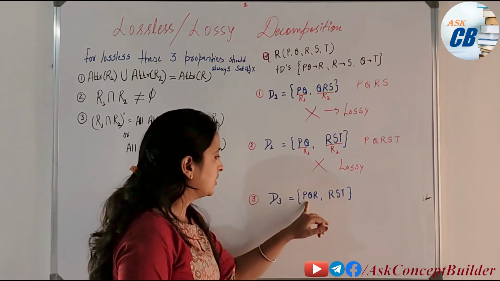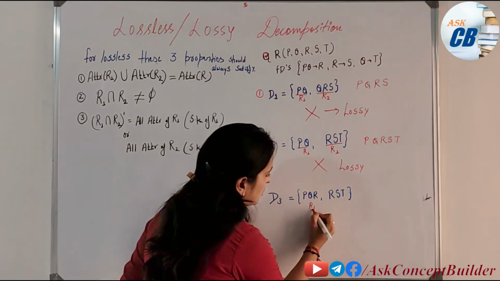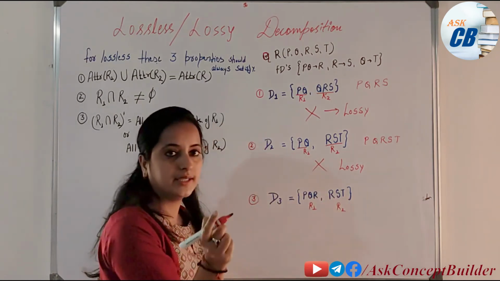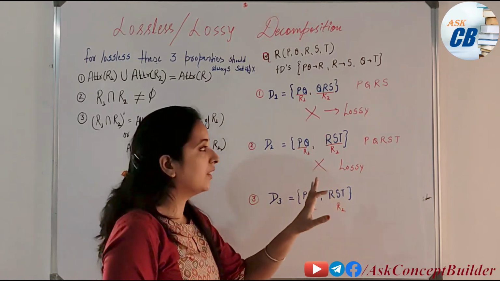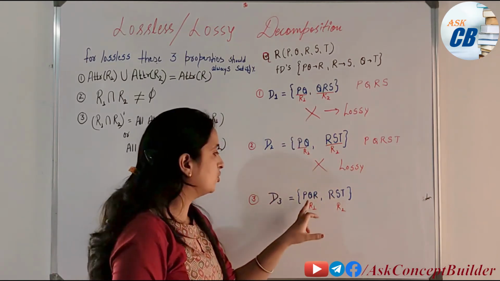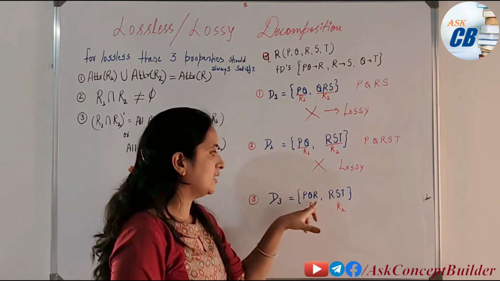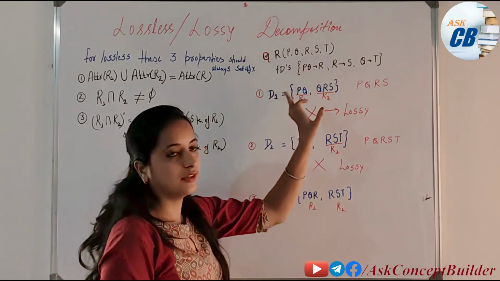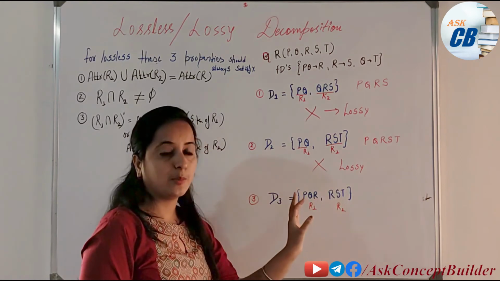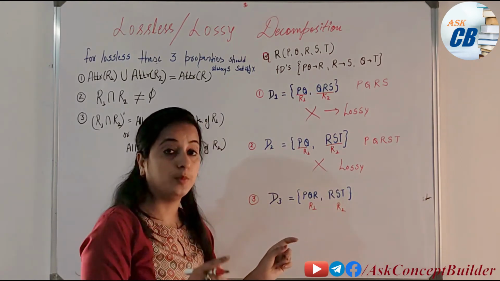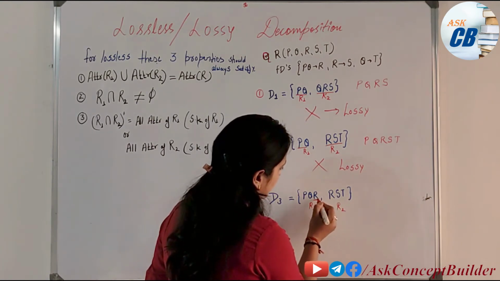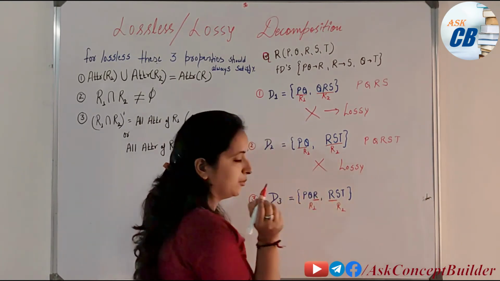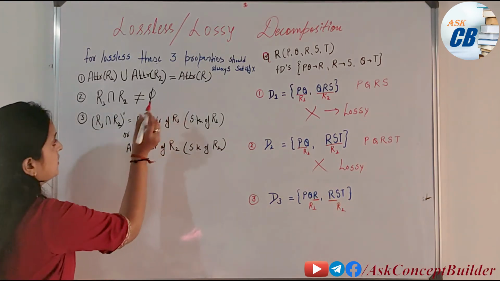Fine. Now we'll see this D3. Now see, this decomposition is decomposed into R1 and R2. So the first property is that the union of these two should be equal to the attributes of R. So the union of this will be PQRST. So all attributes are coming. Yes, the first property is satisfied. Now the second property is that at least one attribute should be common. Are we having any common attribute? Yes, this R is our common attribute. Now the second property is also satisfied for this.